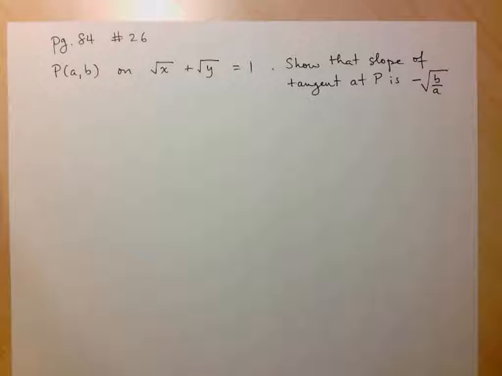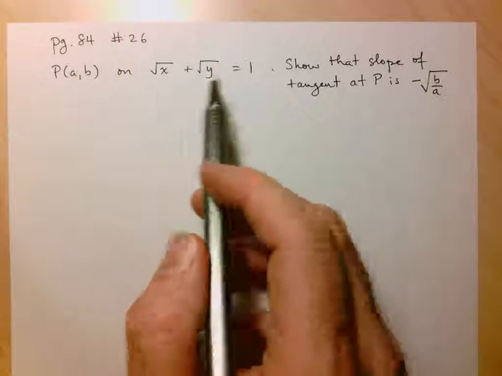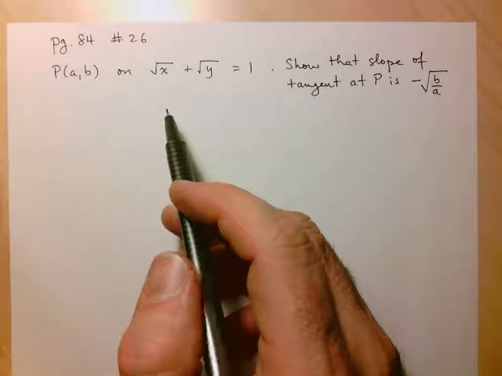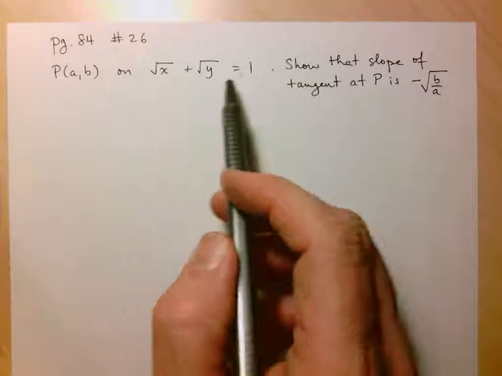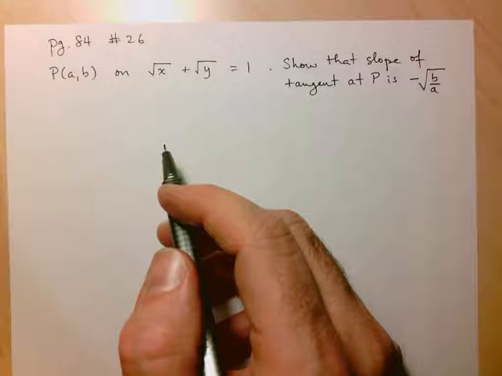Hi folks, we're going to take a look at page 84, number 26. So this is, I'd say, a little more difficult a problem. They're giving us this relation here. Okay, so this may or may not be a function. Notice that this is given in a different form. The y variable is not isolated.